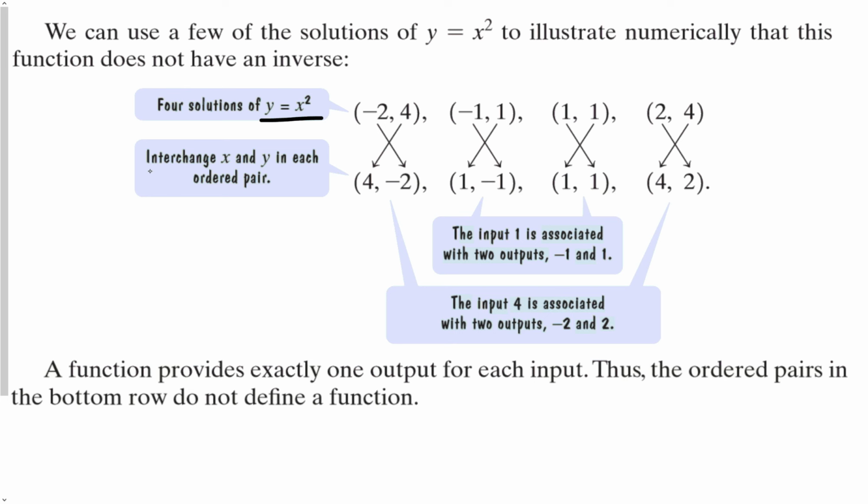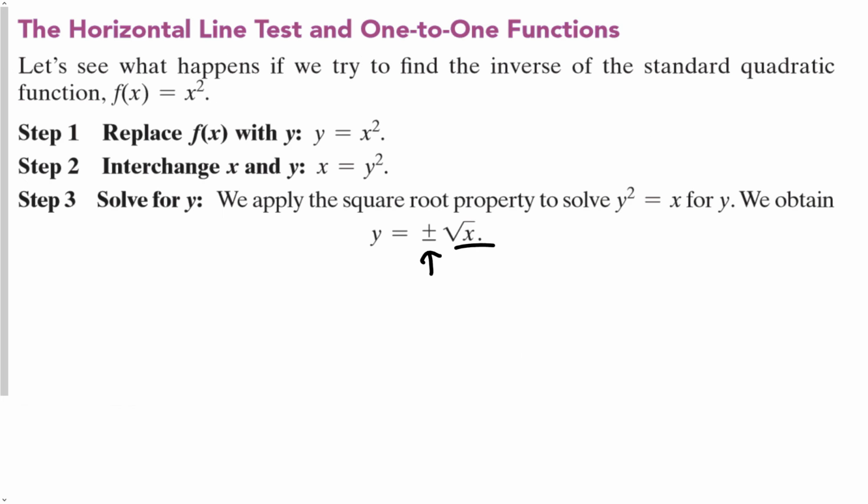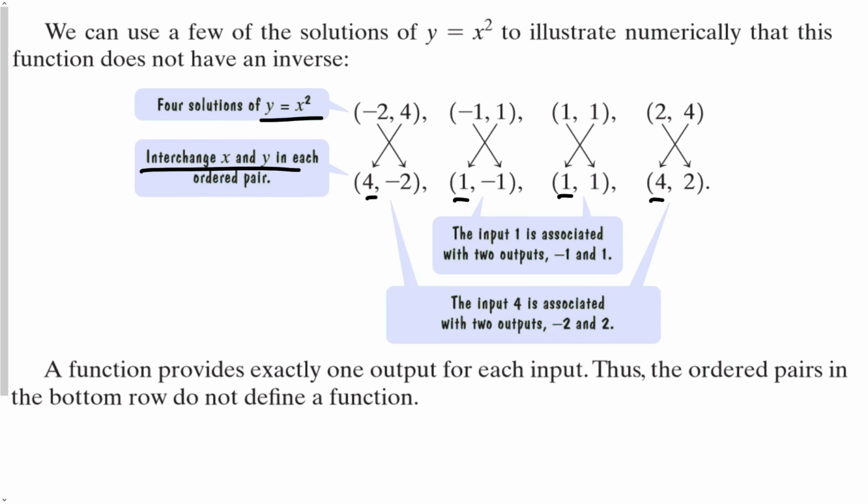But when I switch x and y, like I would with an inverse, my x's now repeat, and my other x's repeat as well. So a function provides exactly one output for each input. Thus, the ordered pairs in the bottom, the inverse, if I were to change x and y, do not define a function. So we can tell in equations when things are not functions. We can tell in data when things are not functions.